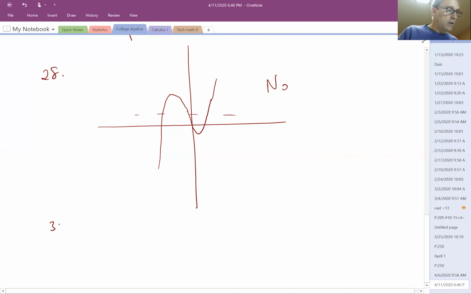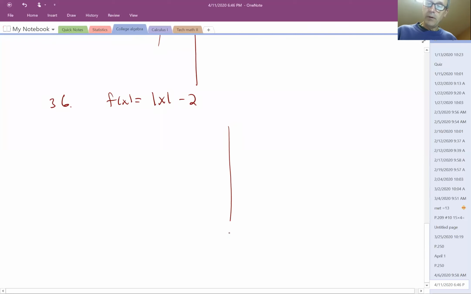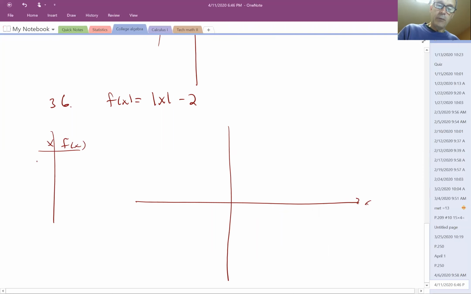Let's look at number 36. F of x equals the absolute value of x minus 2. What do the directions say? Graph the function to determine whether it's 1-to-1. Okay, we're going to plot some points. Start with, how about a couple negative numbers, a positive number, and 0.